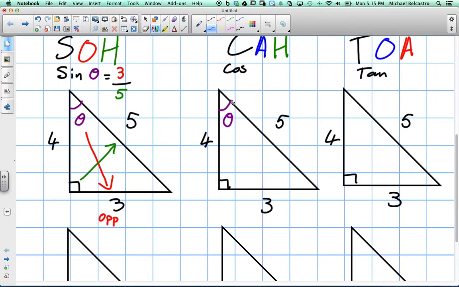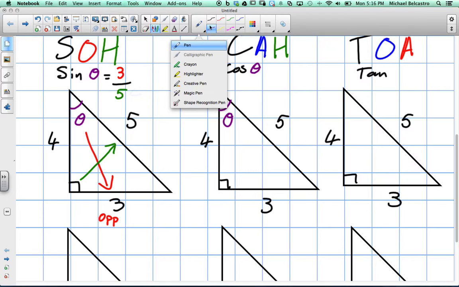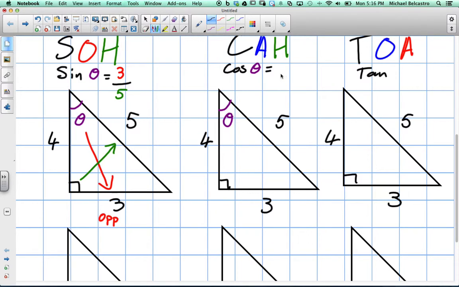And let's do this. So let's talk about that same theta. So exact same angle, exact same triangle. The measurements are exactly the same as this one. But instead of building the sine ratio, we now build the cosine ratio. Cos theta, this is the same triangle but a different ratio, is going to be equal to the adjacent.